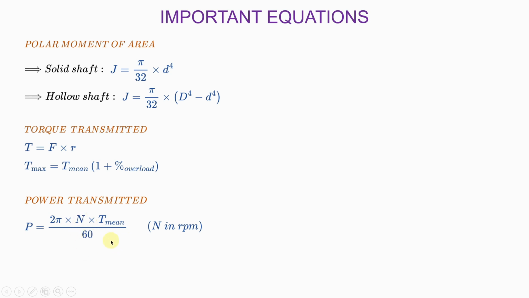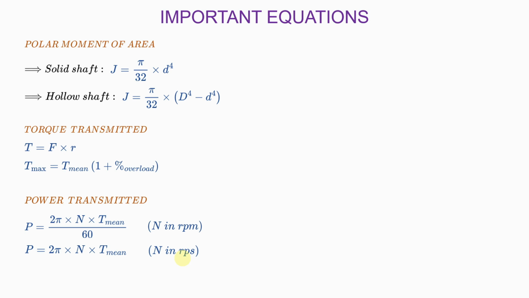But if it is given in rotations per second, you do not divide by 60, okay? As you can see in this equation here, for the power 2 pi nT, you don't divide by 60 if the value of n that is given to you in the question is in rotations per second, okay?